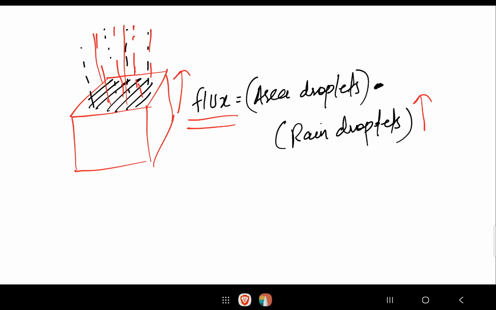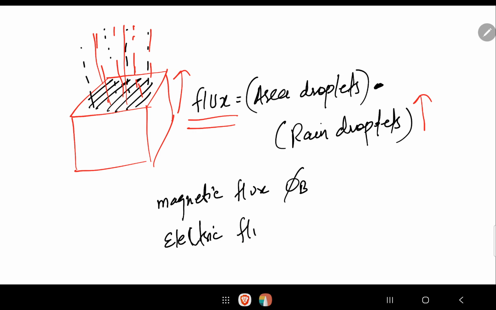Now remember, whenever we talk about flux, we're going to be talking about magnetic flux. You have already seen what magnetic flux is. We have seen magnetic flux. We're going to see electric flux. Both of these fluxes are basically area times the fields, magnetic field or electric field, right?